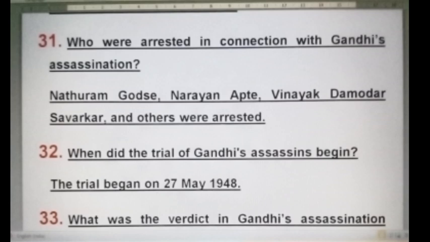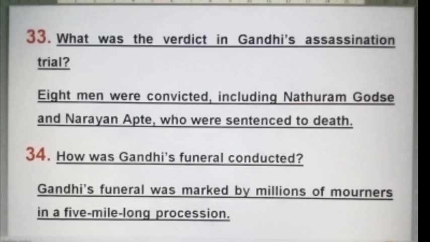When did the trial of Gandhi's assassins begin? The trial began on 27th May 1948. What was the verdict in Gandhi's assassination trial? 8 men were convicted, including Nathuram Godse and Narayan Apte, who were sentenced to death.